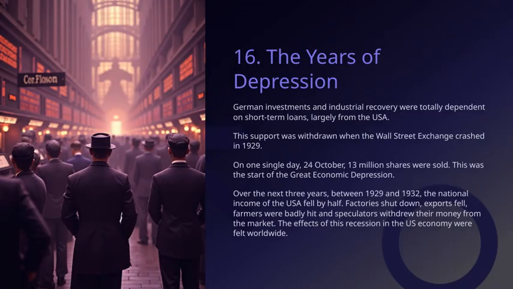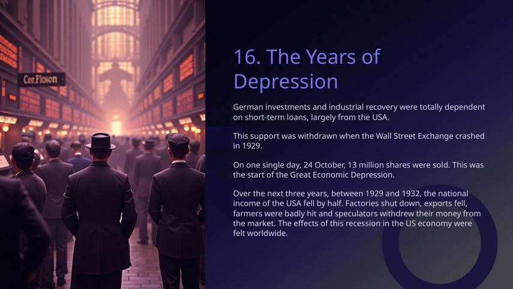So, during the years of depression, we see that German investments and industrial recovery were heavily reliant on short-term loans, mainly from the United States. These loans were crucial for supporting economic growth and rebuilding after World War I. However, this support suddenly came to a halt when the Wall Street crash happened in 1929. On that disastrous day, October 24th, what we now call Black Thursday, about 13 million shares were sold in a single day. That was the beginning of what we call the Great Depression, a worldwide economic downturn.